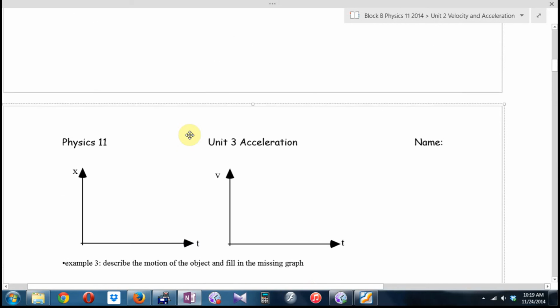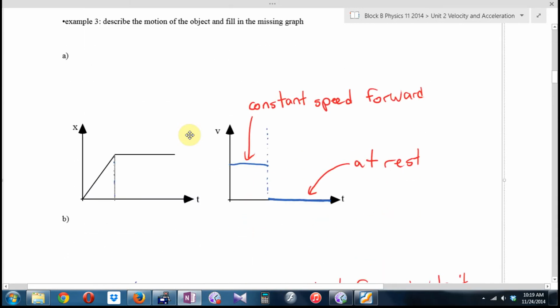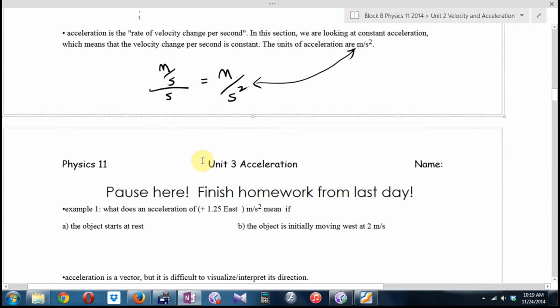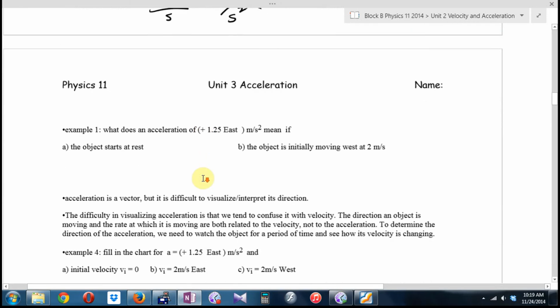We're looking at position time graphs versus velocity time graphs. We said that on a velocity time graph, how high you are is your velocity. On a position time graph, how steep you are, slope, is the velocity. And we looked at a couple of examples and then we paused here. Let's talk about acceleration.